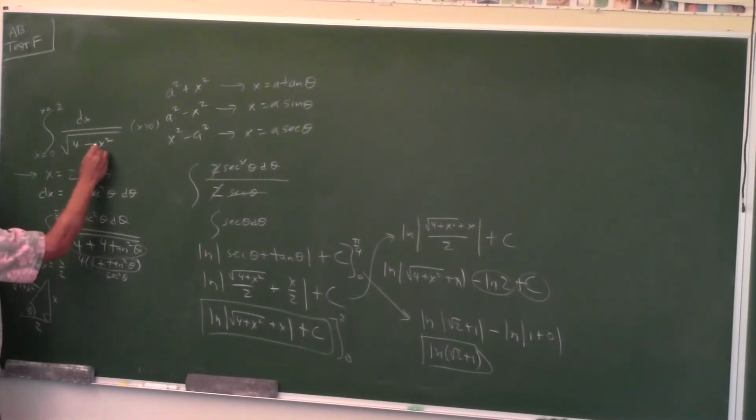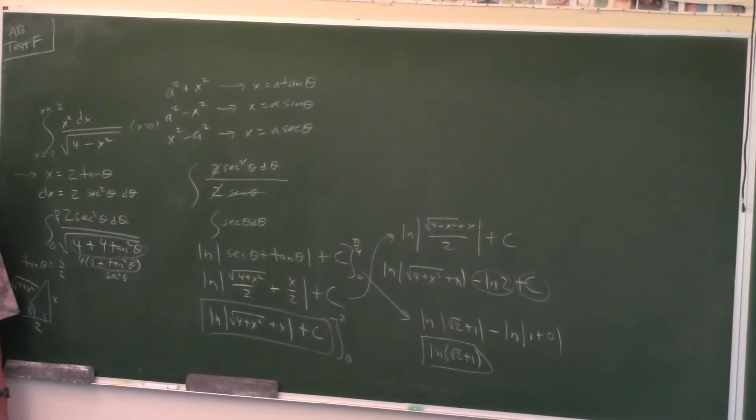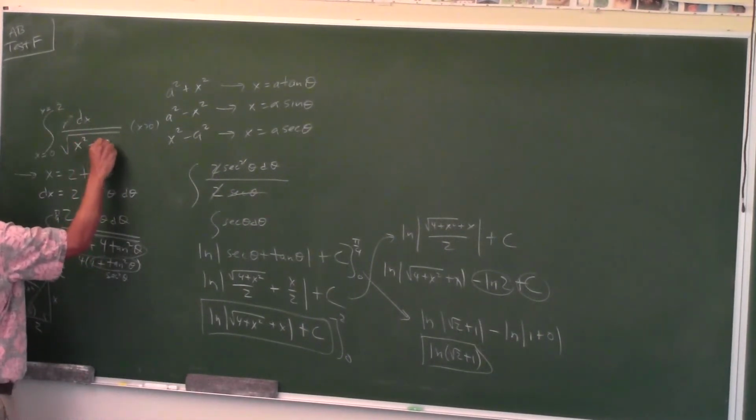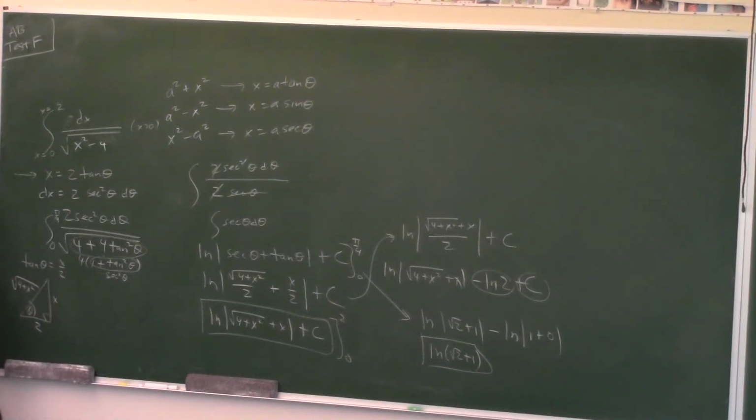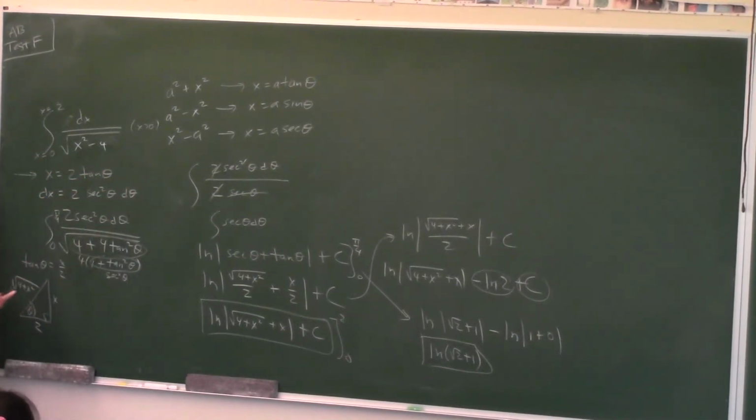So, what if you saw this? I think you're going to see this tonight somewhere. What if you had that? Can I do U substitution? No, then this one would be a trig substitution. And then, what if you saw this one? Then you would use this trig substitution.